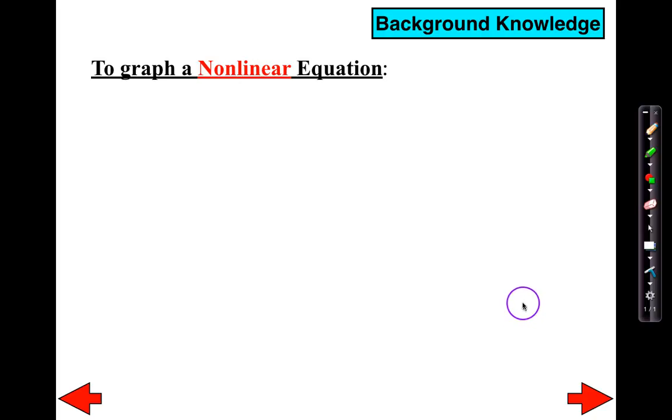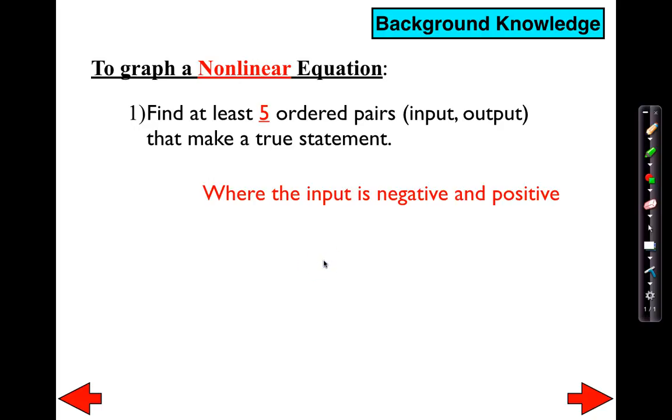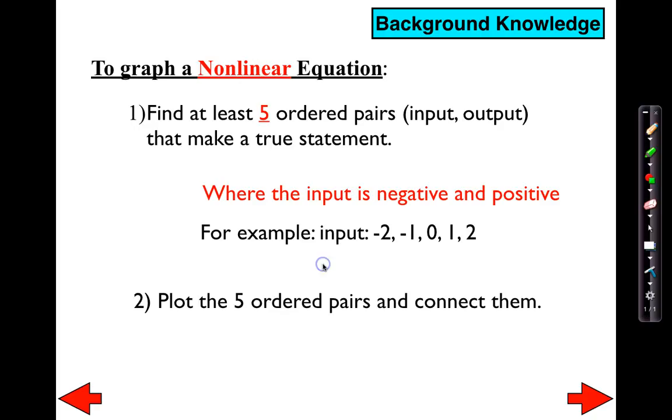The other thing that we went over yesterday was the steps to graphing nonlinear equations. Number one, you need at least 5 ordered pairs. Note that in your homework you will be graded by listing these 5 ordered pairs. You need to include negatives and positives, and the inputs we want you to use for your homework would be -2, -1, 0, 1, 2.